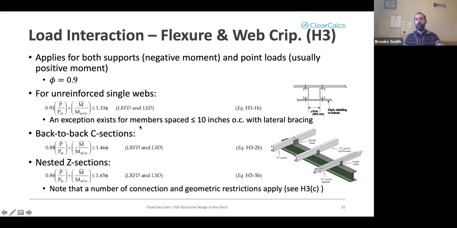There is an exception for members where the webs are spaced less than 10 inches on center and have lateral bracing, such as that shown in the image on the right there. Other options are considered specifically for either back-to-back C-sections or nested Z-sections. If you have difficulties with your web crippling capacity, it's common to double up your C-section or Z-section by means of either putting your C-sections back-to-back or nesting your Z-sections. And those have slightly different equations that you're considering in there.